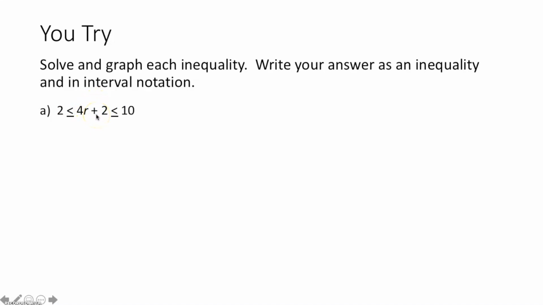So the opposite of plus 2 would be minus 2. So I subtract 2 from the center, from the left, and from the right. Now these cancel each other out. That's why we did it. Over here, 2 minus 2 gives you 0, and 10 minus 2 gives you 8.